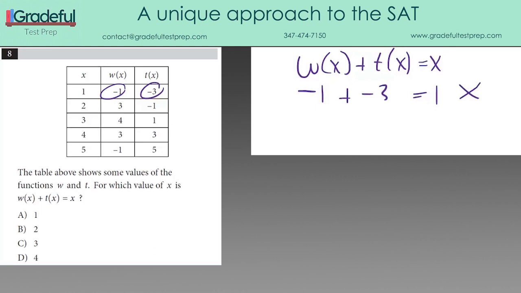For x equals 2, we have w of x equals 3 and t of x equals -1. So we have x equaling 2, and we have 3 and -1. And the equation says that we're adding those two. So is 3 plus -1 equal to 2? Yes, indeed it is. So for which value of x is the expression true? Well, we already found our value of x. It's 2. Answer choice B.